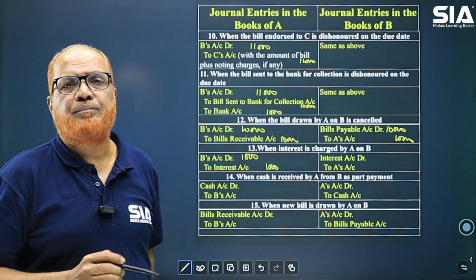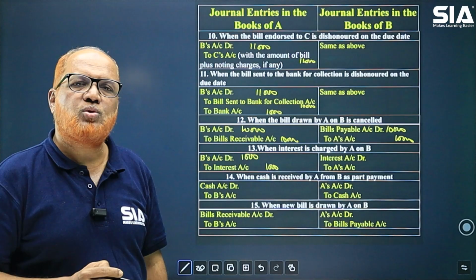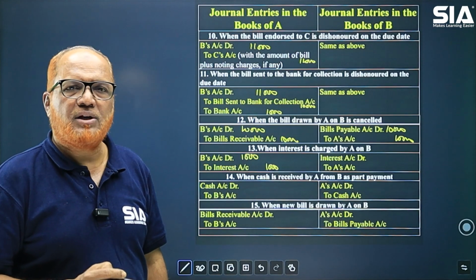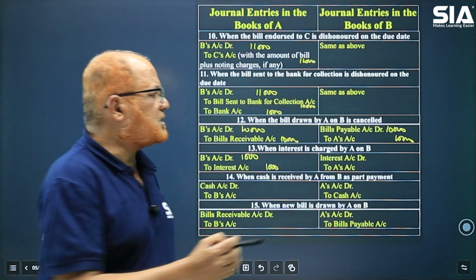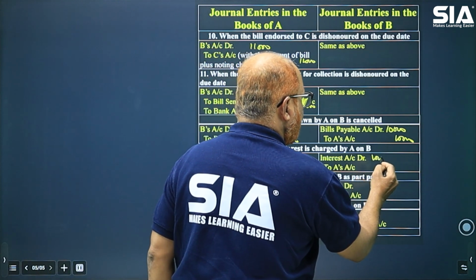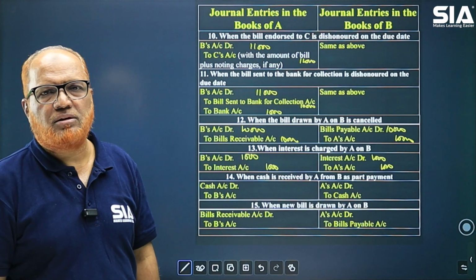In the books of B, interest is an expense. So interest will be debited. Interest account debtor to A's account 1,000. This is the entry when interest is charged, right?